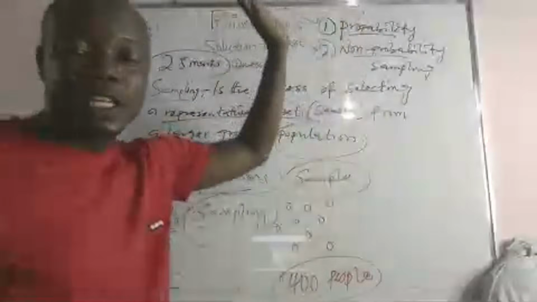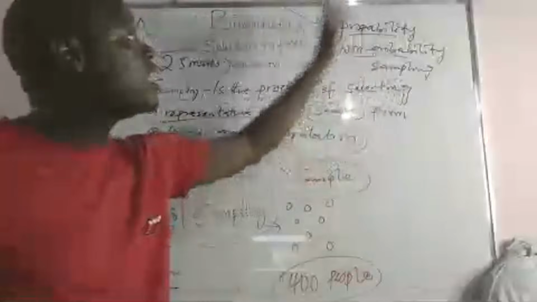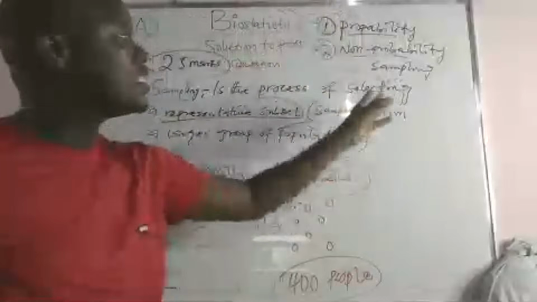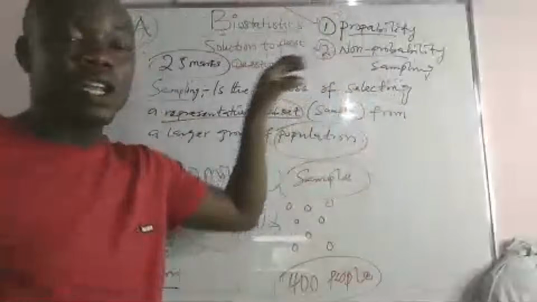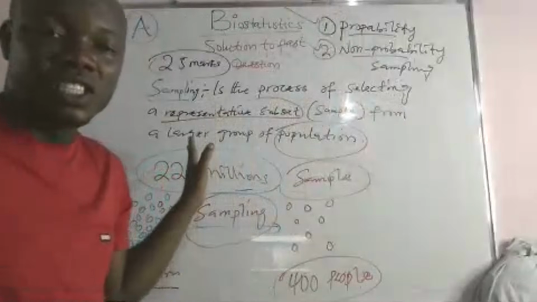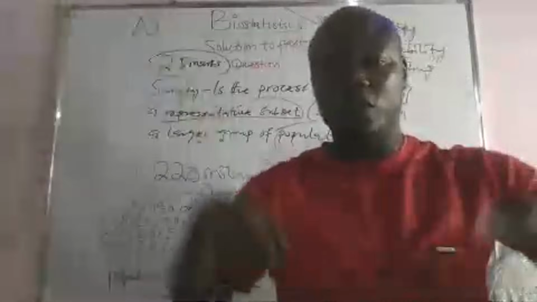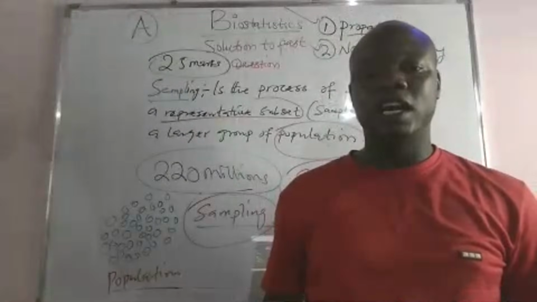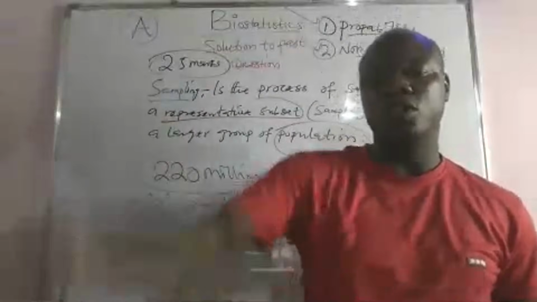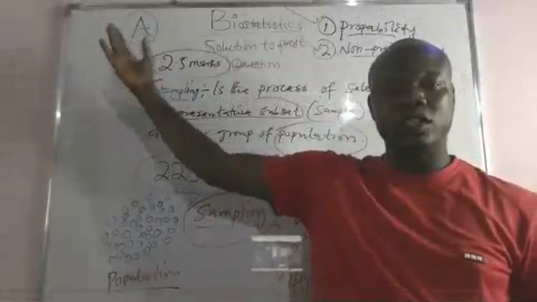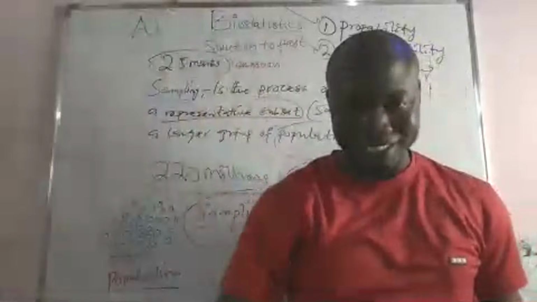So what is probability sampling? Probability sampling is a type of sampling technique in which each and every individual in a population has an equal chance of being selected. That is why it is like random. You just come to the population, and once you come to Nigeria, any individual that you come across, you select and test your drug. That is an equal chance of being selected.